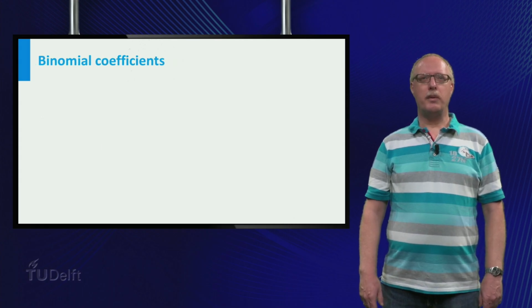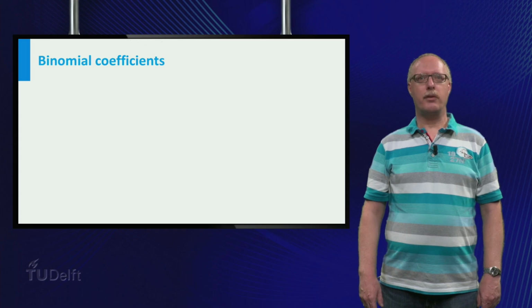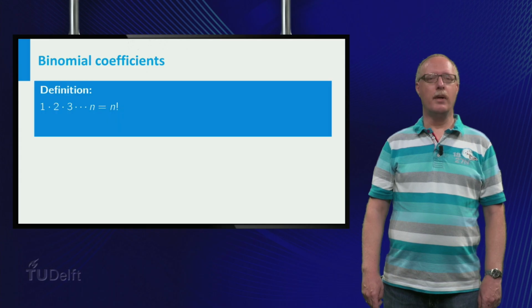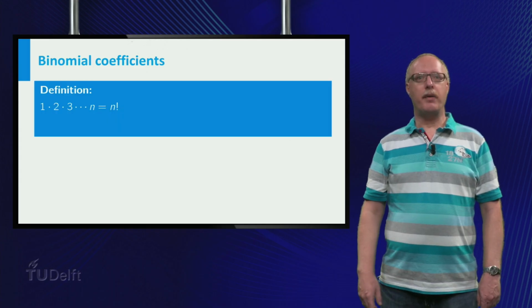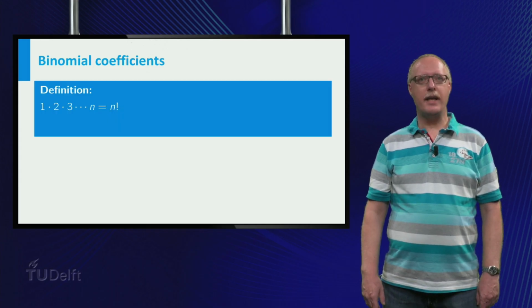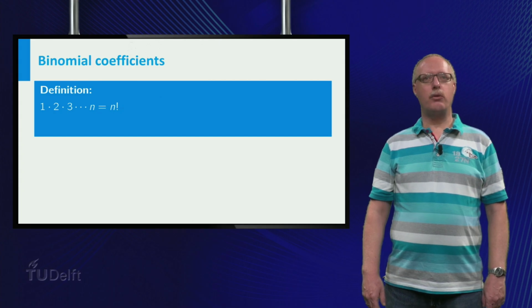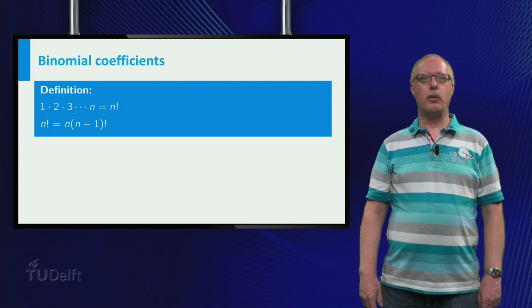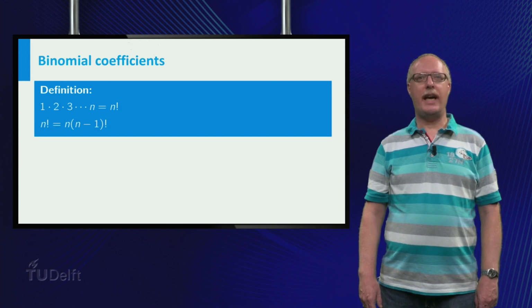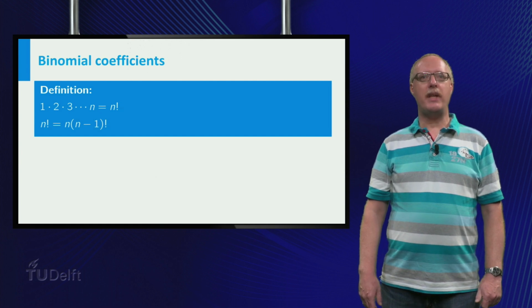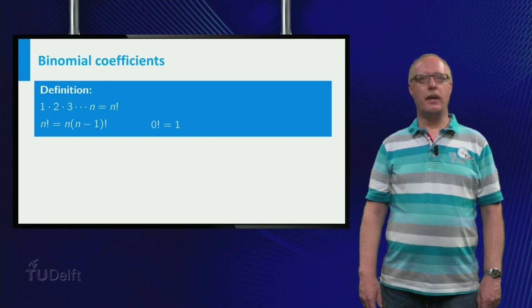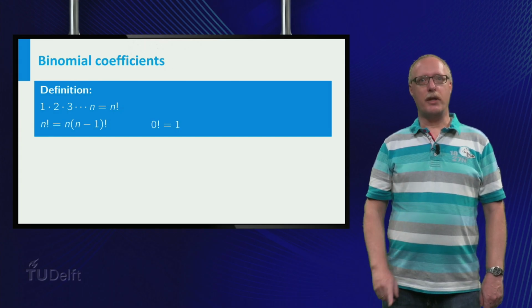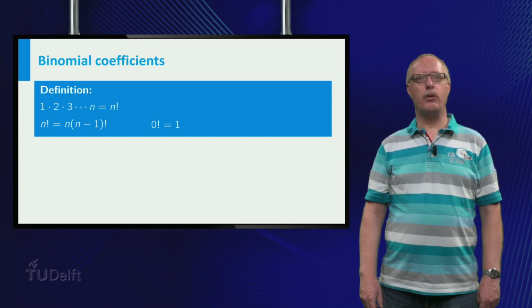For the formula we will need binomial coefficients. To define these, we start with the definition of the factorial. Recall that n factorial is defined for positive integer values of n as the product of 1, 2, 3 until n. This implies that n factorial satisfies the recurrence relation n! = n times (n−1)!. If we define 0 factorial as 1, this formula also holds for n equal to 1.